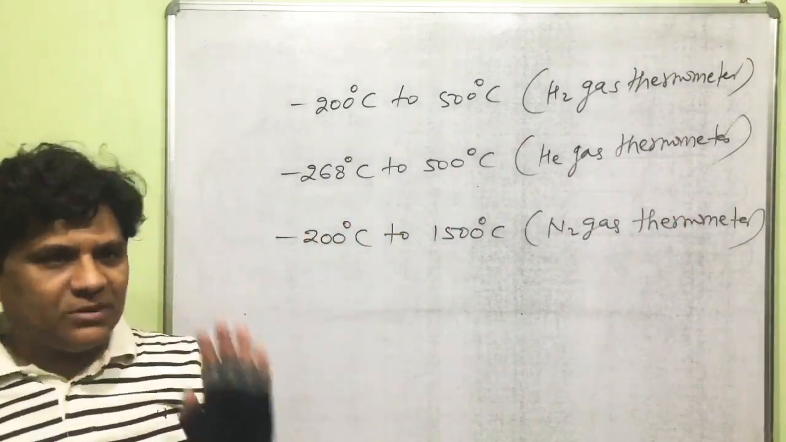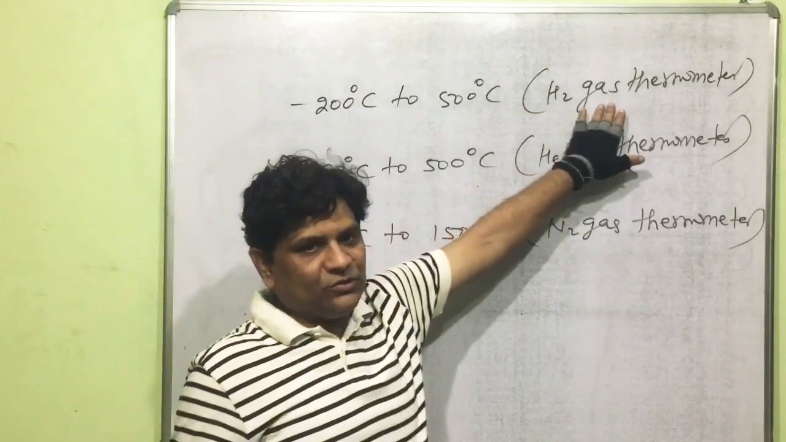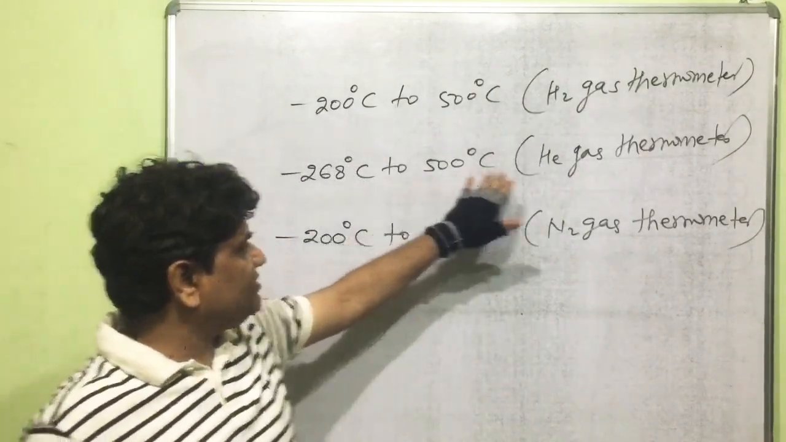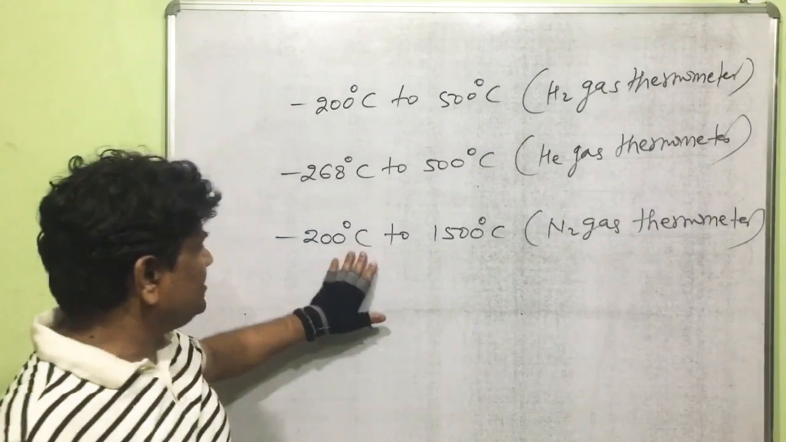So these are three gas thermometers. This is the temperature range of the hydrogen gas thermometer, this is the temperature range of the helium gas thermometer, and this is the temperature range of the nitrogen gas thermometer.